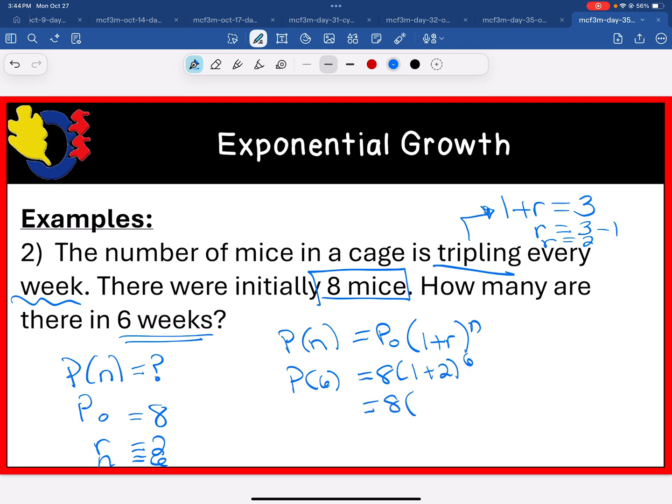which equals 8 times 3 to the exponent 6. So notice, because we're tripling, we have this 3 here in the brackets, okay? If we were quadrupling, it would be a 4. If we were doubling, it would be a 2. Okay, so plugging this into our calculator, following the rules of BEDMAS, 3 to the exponent 6, and then multiply that by 8, we get 5,832. So therefore, in 6 weeks, there are 5,832 mice.